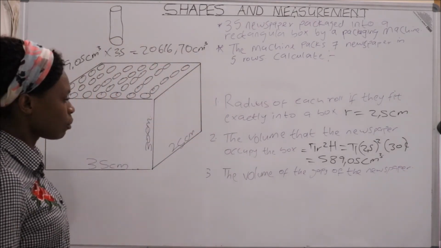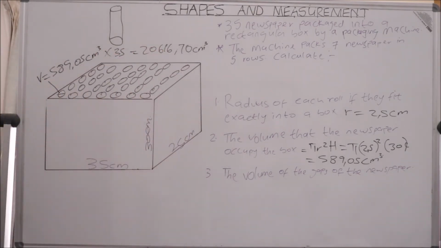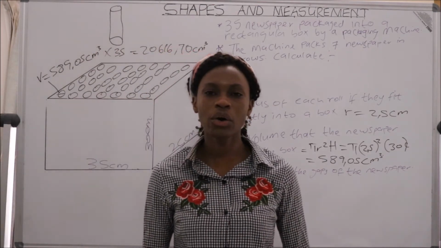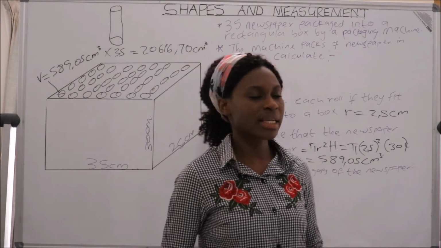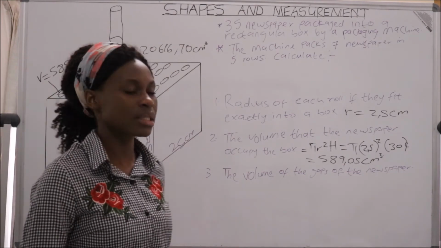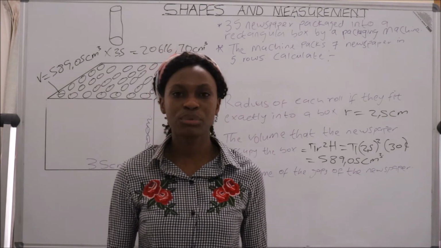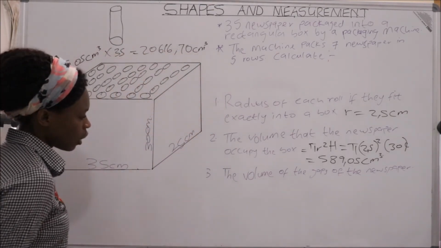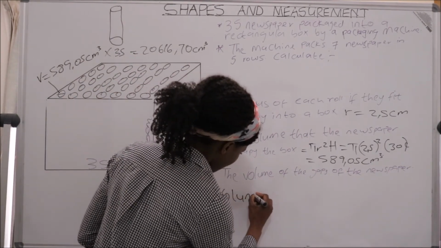Then to calculate the volume of the gap of the newspapers, what we have to do now is to calculate the volume of the entire box. After finding the volume of the entire box, we subtract the volume of the newspaper rolls, that would be 20,616.70 cubic centimeters, and the difference that we get will be the gap of the newspaper rolls inside the rectangular box.